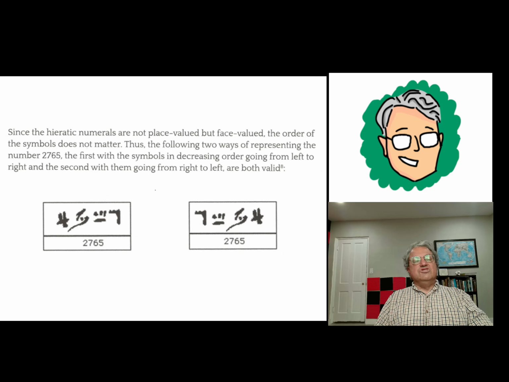So on the left, it shows them going from left to right, and on the right, it shows them going from right to left. You could do it either way. I think I could even mix up the order, but I don't think the Egyptians did that. But anyway, those are 2 ways you can represent the number 2,765. And I think this face value system the Egyptians came up with actually led to several other similar systems in other cultures.